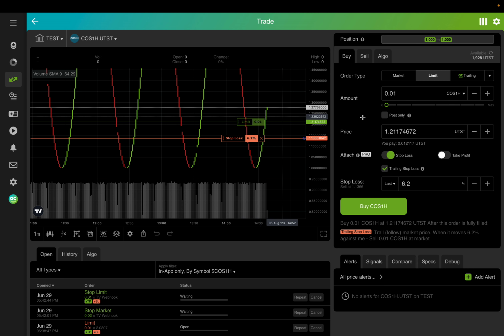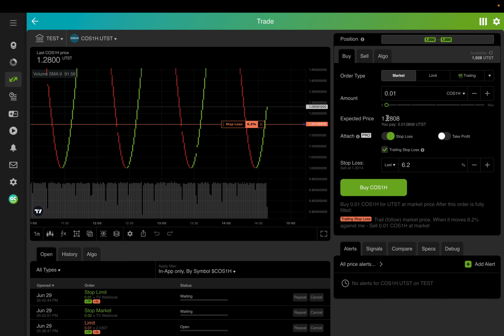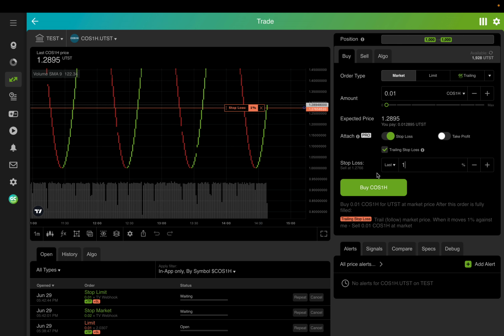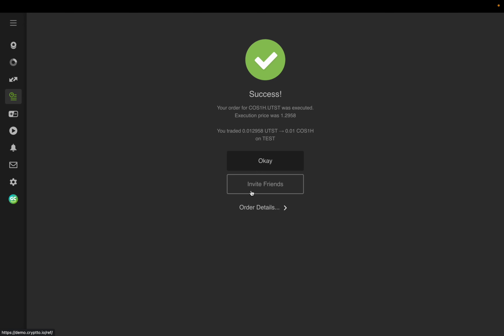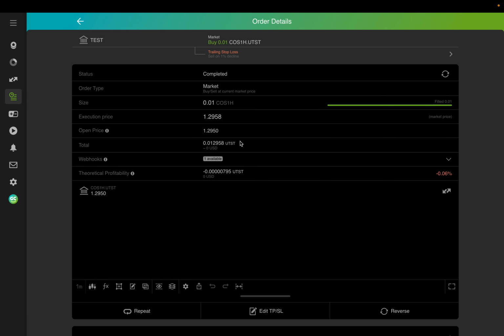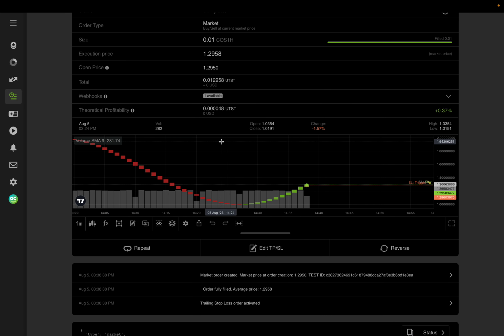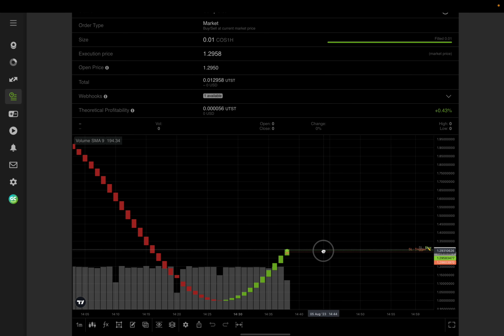So let's actually send a trailing stop loss and see how it works in real life. We're going to send a market order, and we're going to attach a stop loss which has a modifier. It's a trailing stop loss at, say, just 1% below the market price. Okay, let's see. Yep, we are buying those cosinus. We've bought this instrument, and now let's see what's going on here.